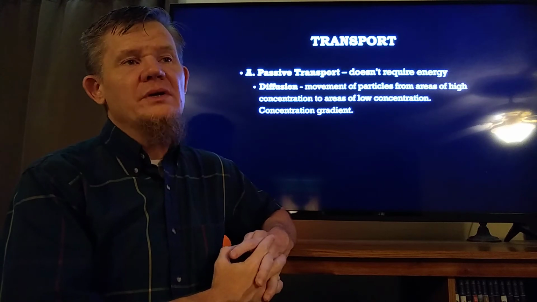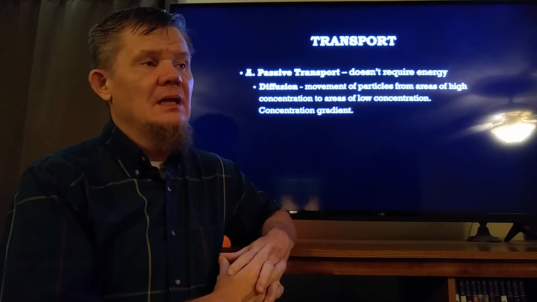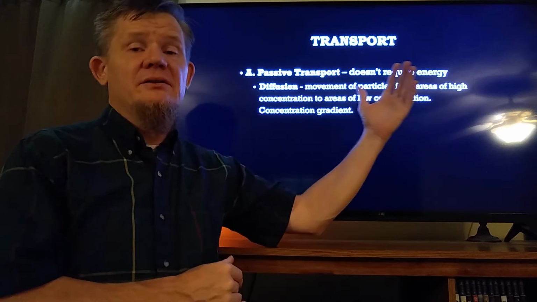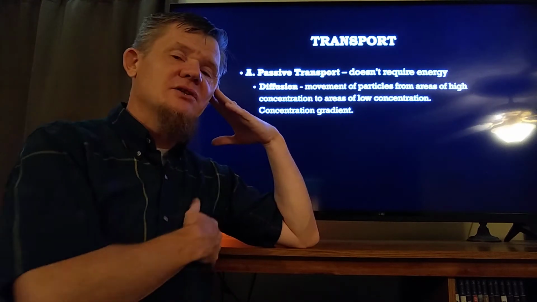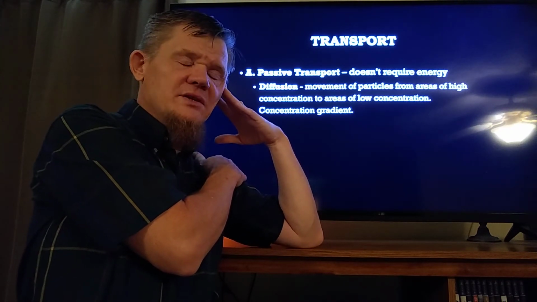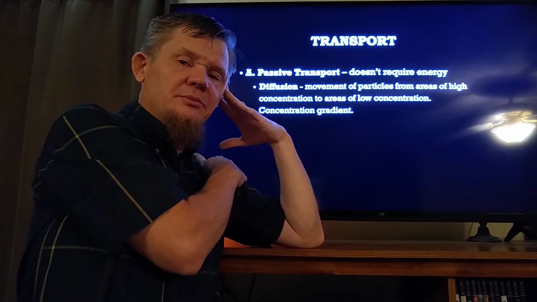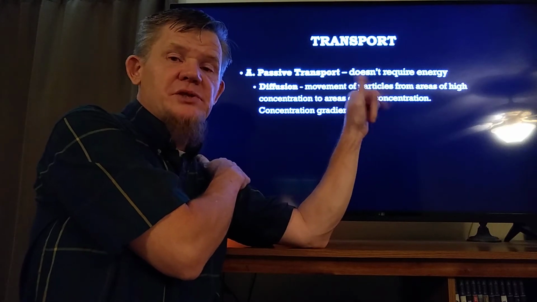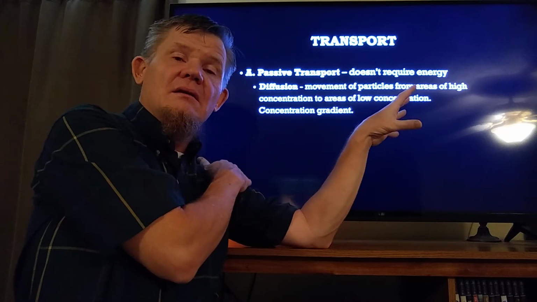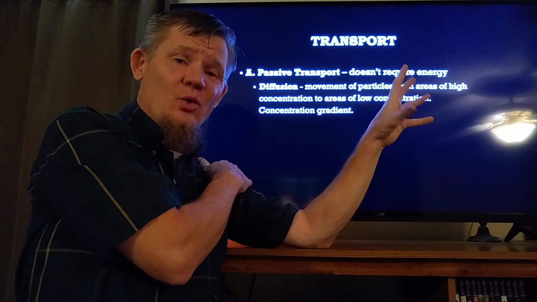The force that drives passive transport is called diffusion. Diffusion is the movement of particles from areas of high concentration to areas of low concentration. So imagine that someone's got a bottle of perfume, and they're standing in the corner of your living room. And they spray that bottle of perfume 2 or 3 times in that corner. I have a high concentration of perfume particles in that corner.